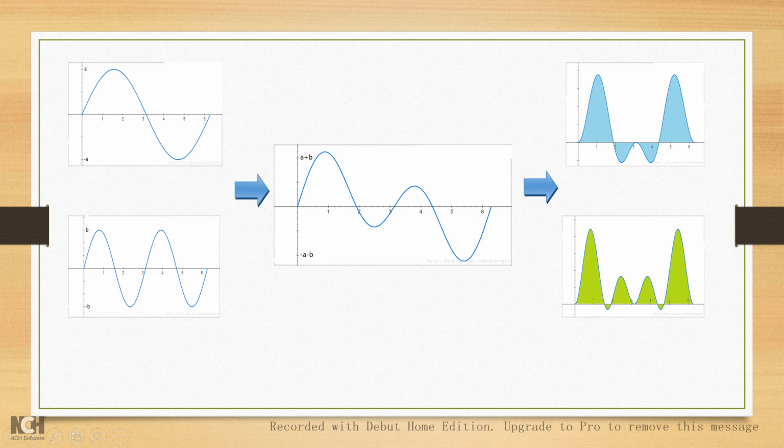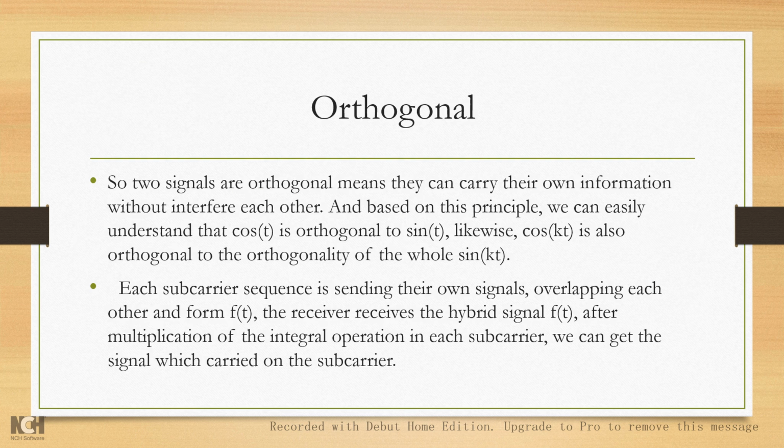We can see that on the left side are the signals sin t and sin 2t. In the middle of the slide is the combined signal, and on the right side of the slide is the signal that we needed. So two signals being orthogonal means they can carry their own information without interfering with each other.